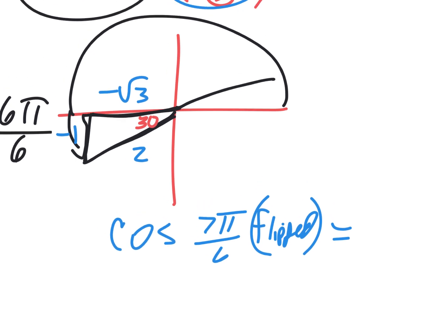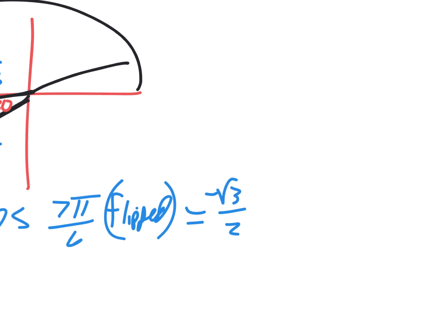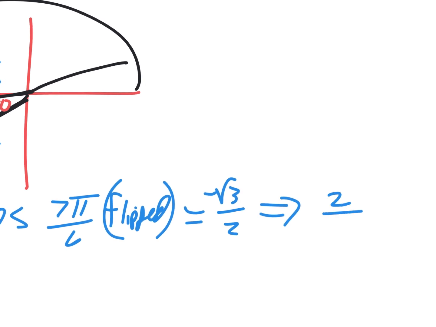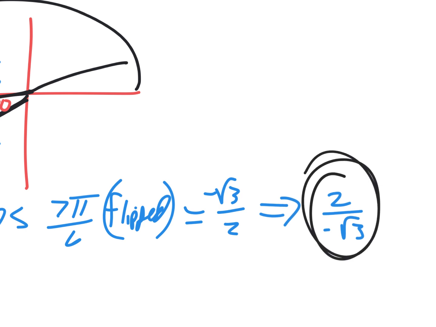Cosine of 7 pi over 6 would be adjacent over hypotenuse, negative root 3 over 2, and then you gotta flip it. 2 over negative root 3, and the negative can go wherever, it doesn't really matter. Raise your hand if you had that before I did. Awesome, you remember tons of trig then.